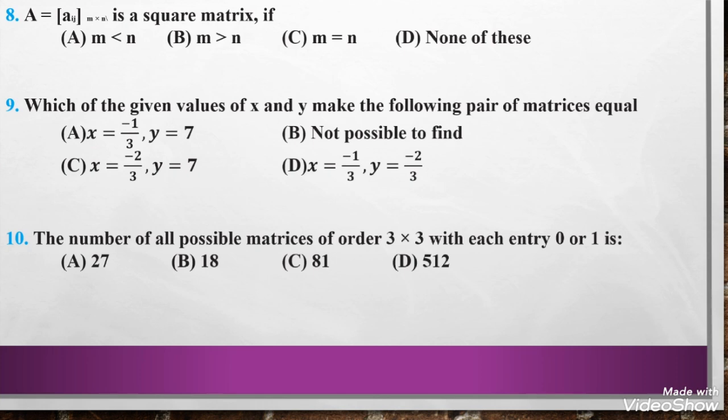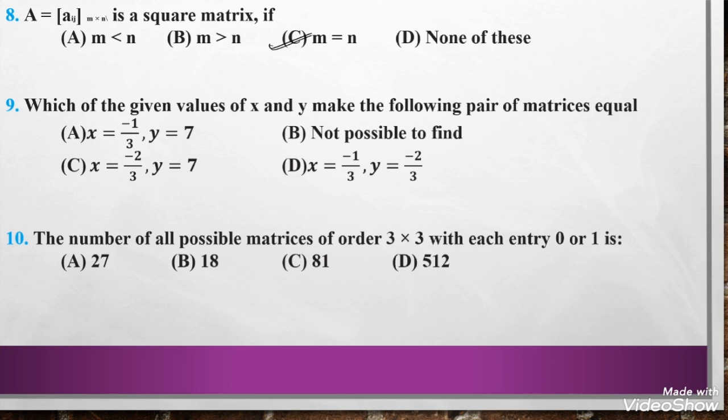Okay. Next, there are some multiple choice questions. The first question is question number 8. If A is equal to Aij, n cross n is a square matrix. Basically, while discussing the definition of a square matrix, a matrix is said to be a square matrix if the order of the matrix, that is number of rows, is equal to number of columns. That's why option C is the right answer.